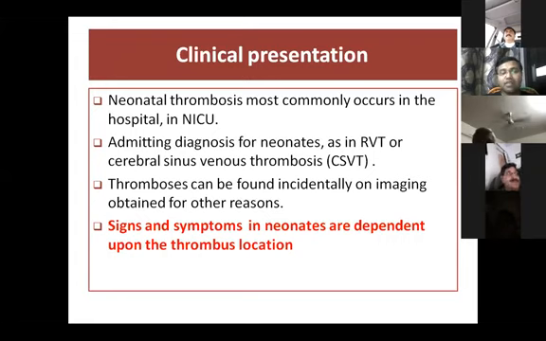Yes, how can they present? I already told most are in hospital in the NICU. They may be asymptomatic, and only renal vein thrombosis and cerebral vein thrombosis can be presenting conditions from outside. Most other thrombosis are in-house, and most of them can be found incidentally on imaging of other regions. Signs and symptoms depend on where the thrombus location is.